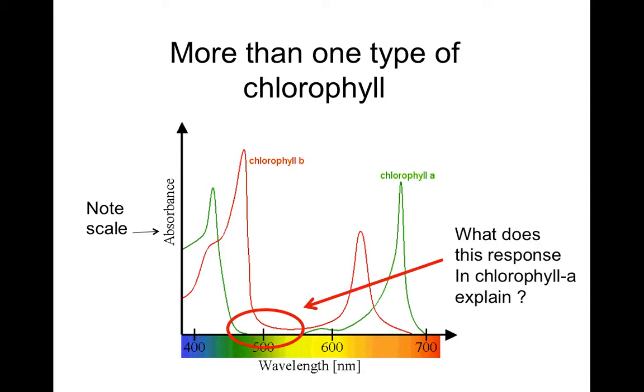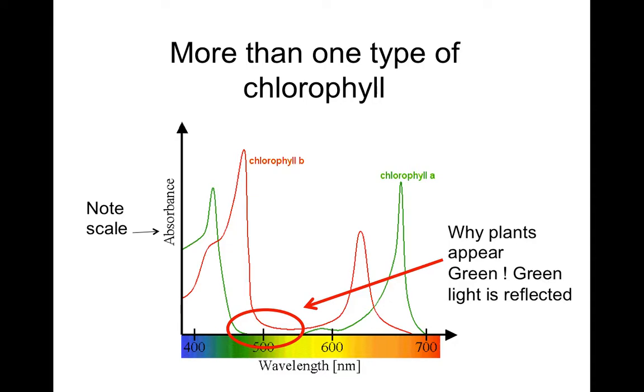Now, obviously you can tell different things from these absorption spectra. The area I've ringed in red, if we're particularly interested in chlorophyll A, this response is explaining why plants appear green, because green light is being reflected in this area of the spectrum, because it has a low absorbance in that part of the spectrum.